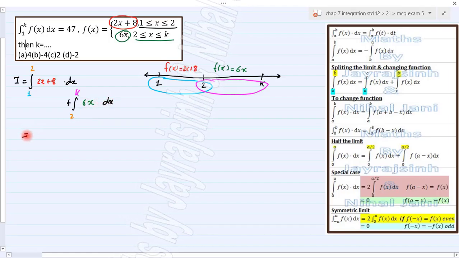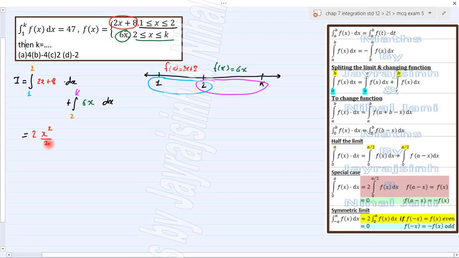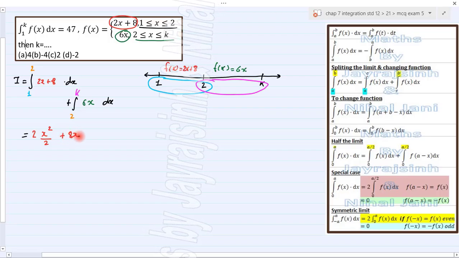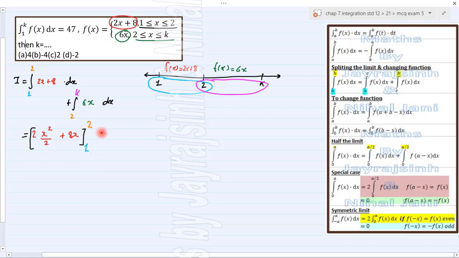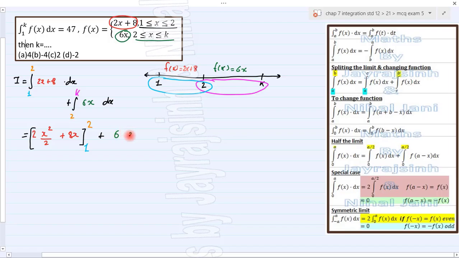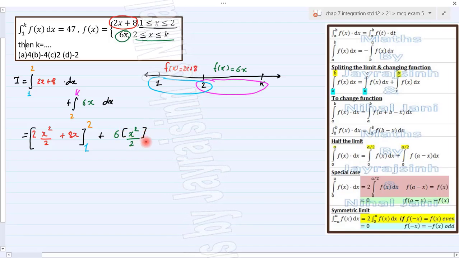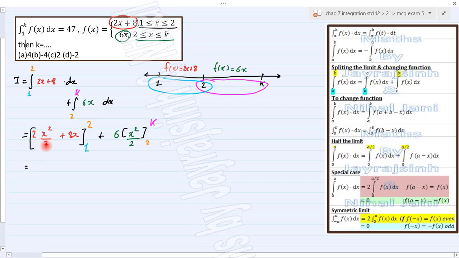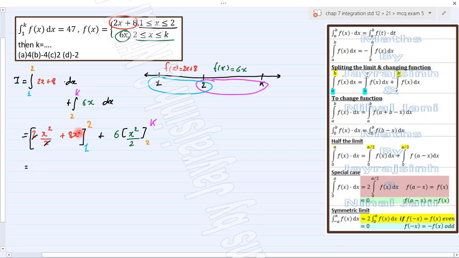Now we are ready to integrate. Integration of 2x will be x square by 2 plus integration of 8 will be 8x. Your limit is from 1 to 2 plus integration of 6x will be 6 as it is. Integration of x will be x square by 2 and your limit is from 2 to k. Now let's simplify. This 2 will cancel out.